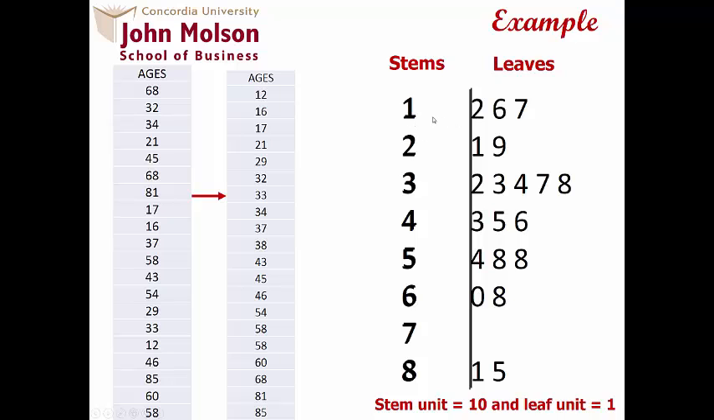So 1 bar 2. This is the first observation. I can take it as 1 times the stem unit of 10 plus 2 times the leaf unit, which is 1. So 10 plus 2 is 12. I can take any of the numbers from the stem and leaf display and reconstitute the original data.